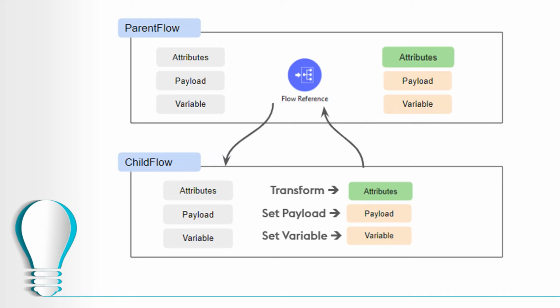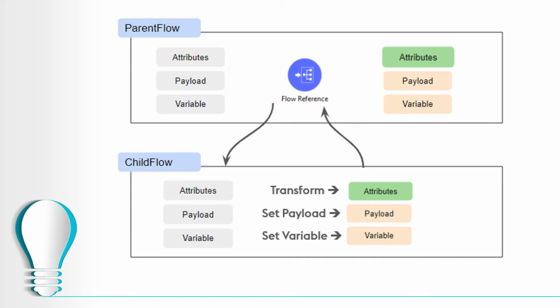How do you update your Mule event? How do you transform your Mule event? If you want to change your attributes, you need to use transform. If you want to replace your payload, then you can do it by using set payload within your subflow. Or if you want to replace or update your variables, you can use set variable, and then you can update your variables.